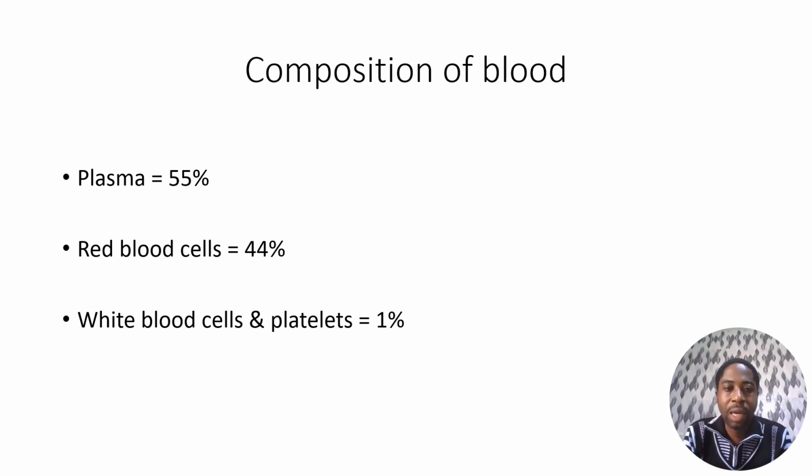So let's look at the composition of blood in percentages. Blood is composed of 55% plasma, 44% red blood cells, and 1% white blood cells and platelets. So these figures are average figures. So they may differ slightly from one person to another.